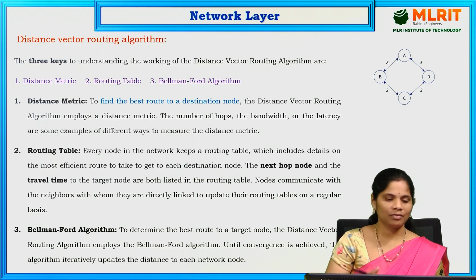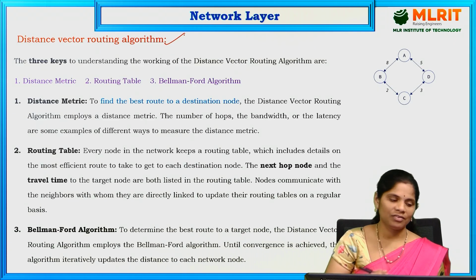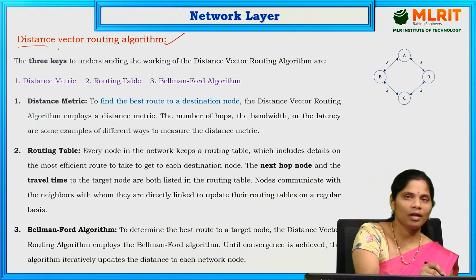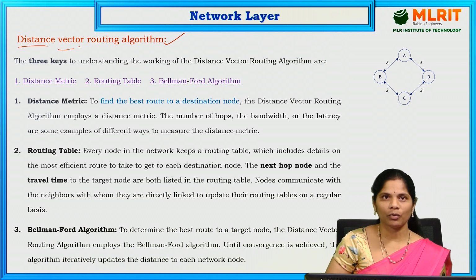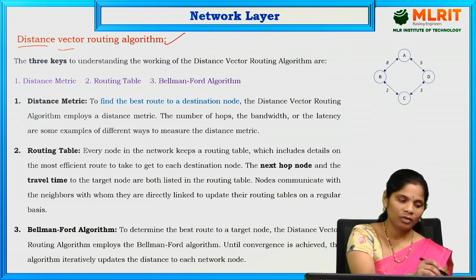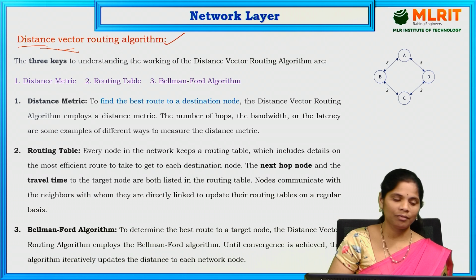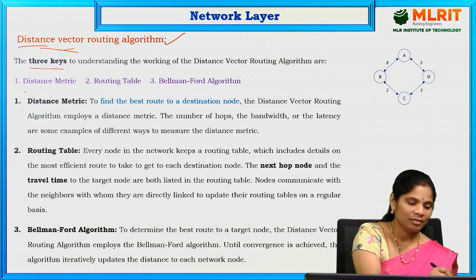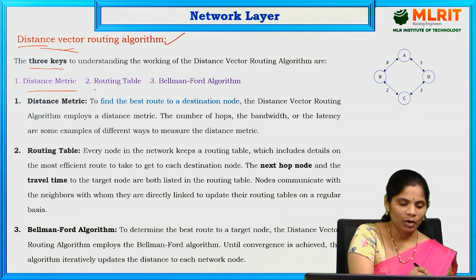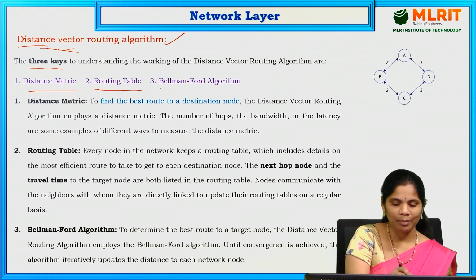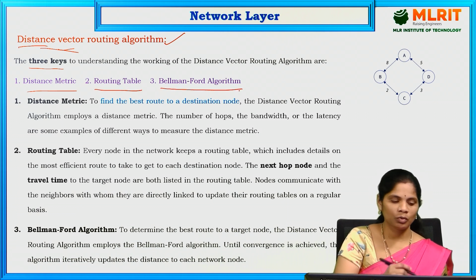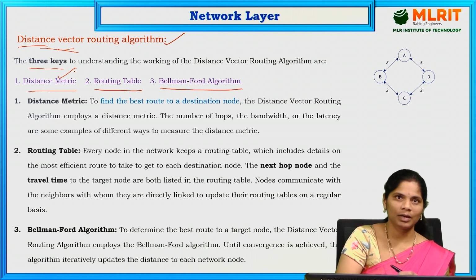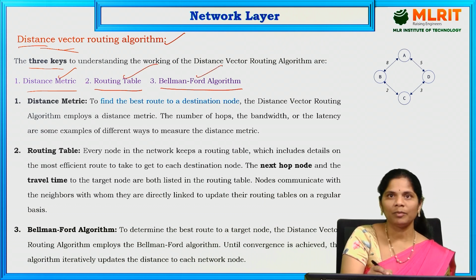First, what is the distance vector routing algorithm? Distance vector: we are talking about the distance and the vector. Before discussing this algorithm, we have to know three keys. What are the three keys? What is the distance metric, what is the routing table, and what is the Bellman-Ford algorithm? Before going to this algorithm, we have to know about the distance metric, routing table and Bellman-Ford algorithm.